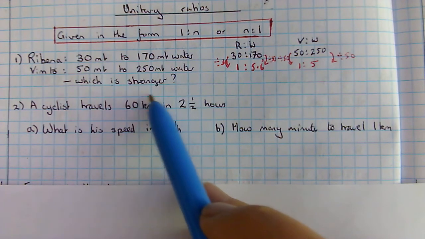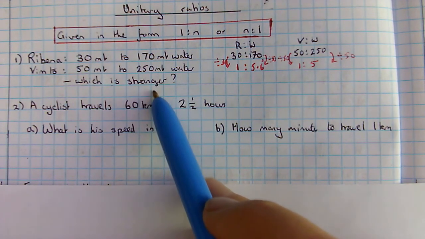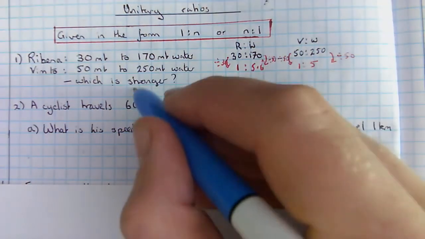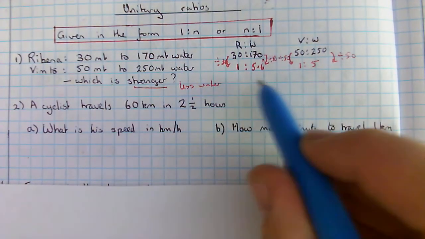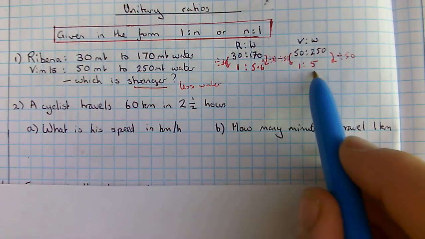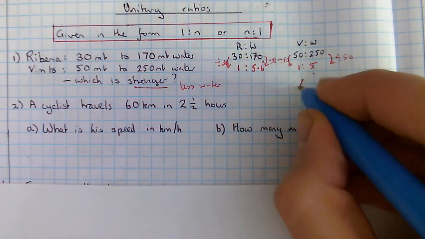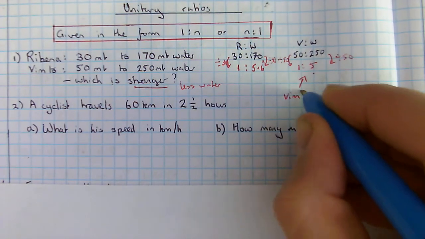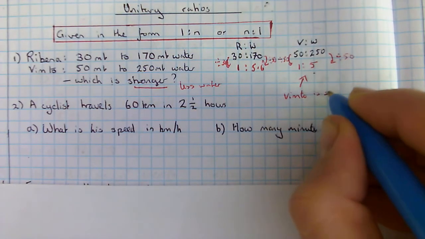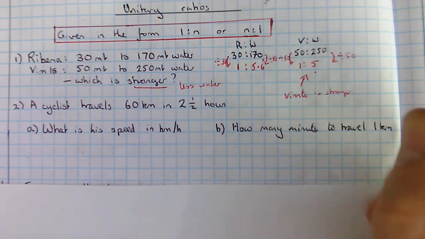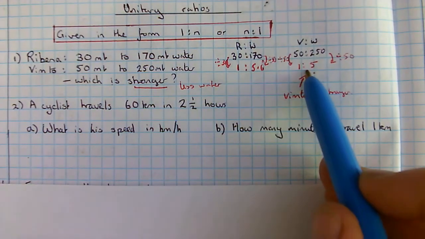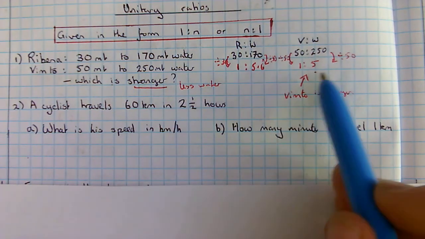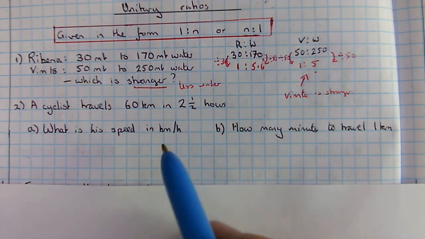So which of these two is stronger? Well, the stronger one is the one which has less water in it. So that means less water. This has got 5.6 recurring. This has only got 5. So the Vimto is stronger. And it's really useful when we want to compare two ratios to have a 1 on either side, because then we're just comparing two numbers. Okay, let's try the next one.